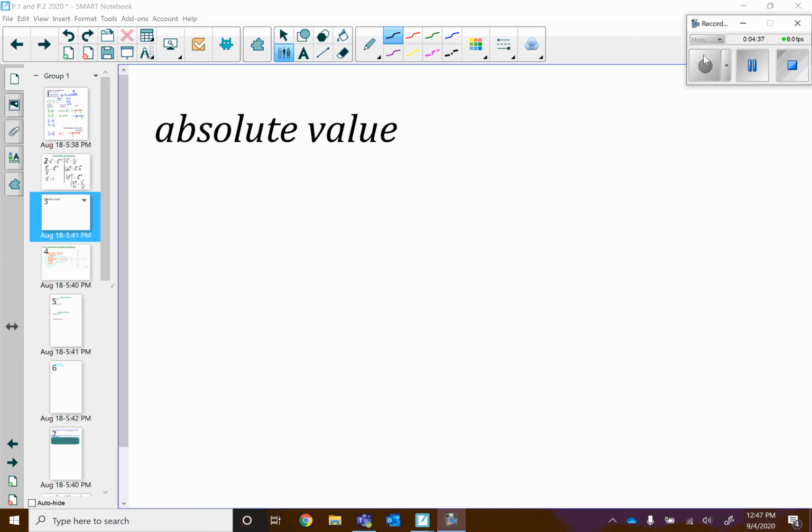Next, we have absolute value. So absolute value tells us something's distance from 0.